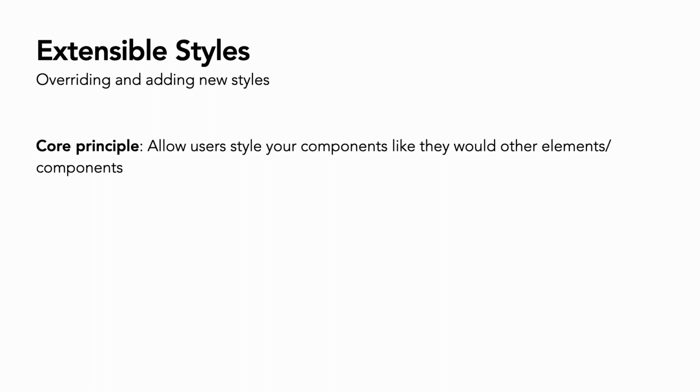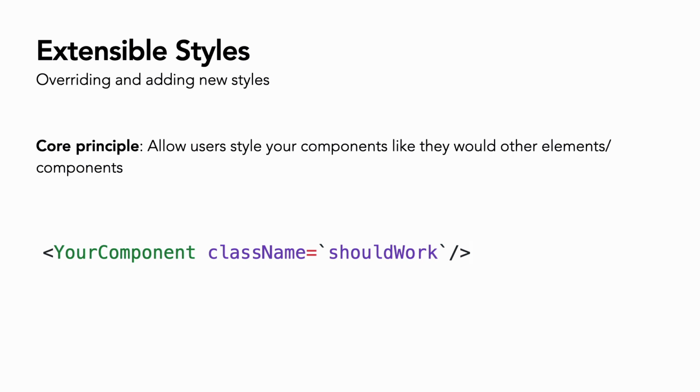You want to make sure that your users can style your component like they would any other element or component. For example, with a typical JSX element, you can style them with a class name or a style attribute. So if you build your component, you want to make sure that that works. You can pass a class name and it works. And you want to make sure that this works as well. You pass a style property and a user should be able to override or add new styles.